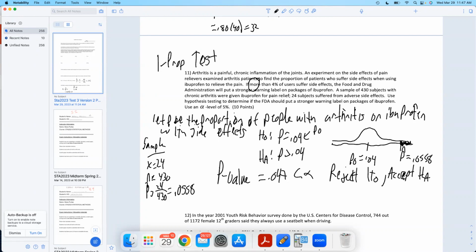So your only choice is never accept the null. Your only choices are reject the null, which lets you accept the alternative, or fail to reject the null. Never accept the null. Okay, so now I'm going to write this out in words.